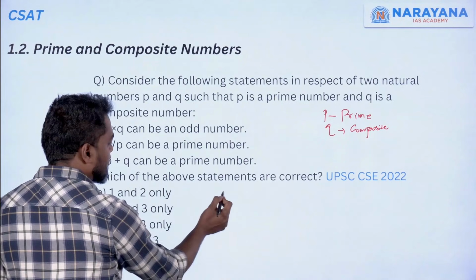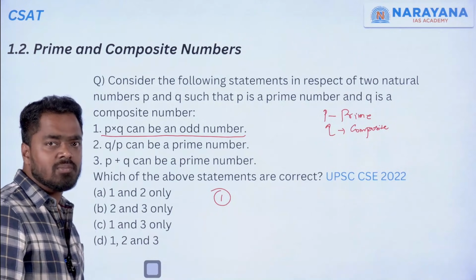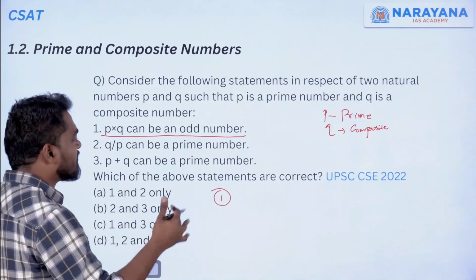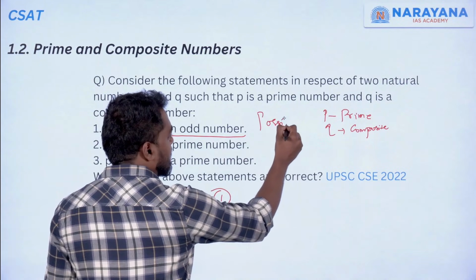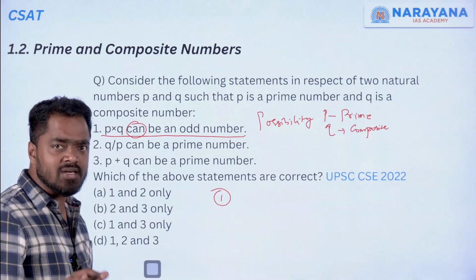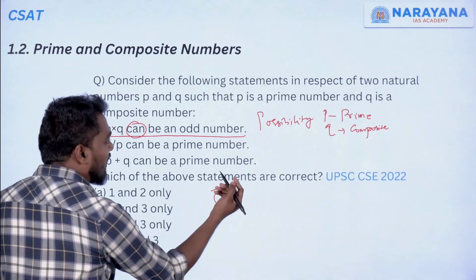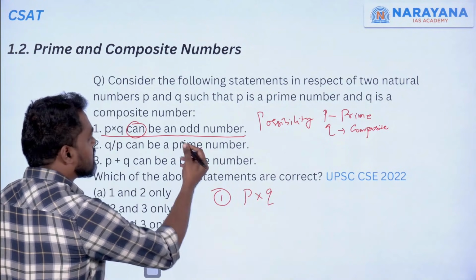So the first statement reads, P and Q can be an odd number. Can be an odd number means it can be even number, odd number. So again, "can" indicates possibility. So take examples, try to substitute those examples and get the answer. So P and Q, I will take P and Q as prime numbers.